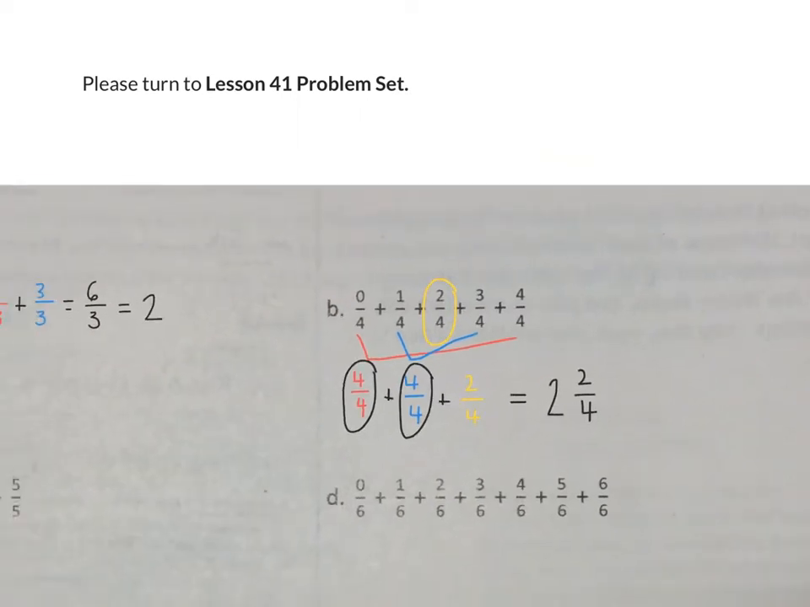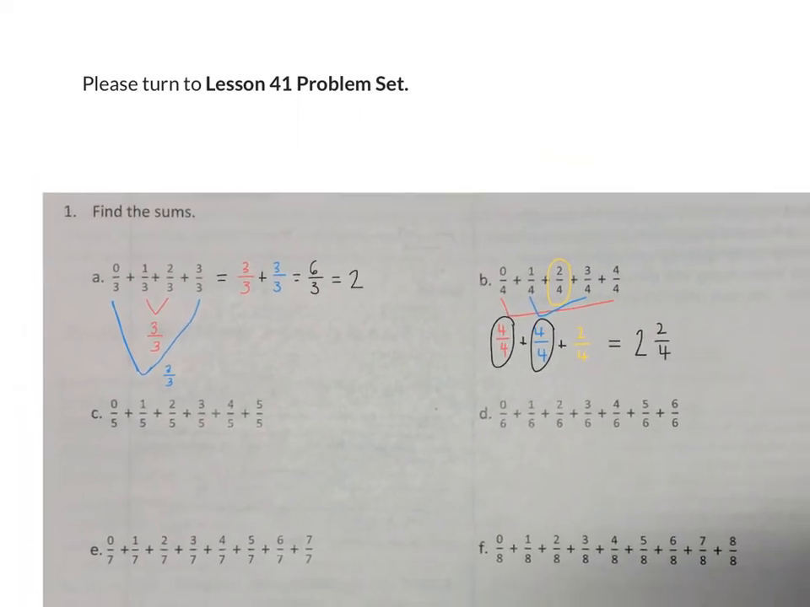Let's compare what we noticed between the first one and the second one. The first one, what are we adding? Thirds. And how many different add-ins are we adding? 4. So each one kind of had a pair, right? For the second one, we're adding fourths.